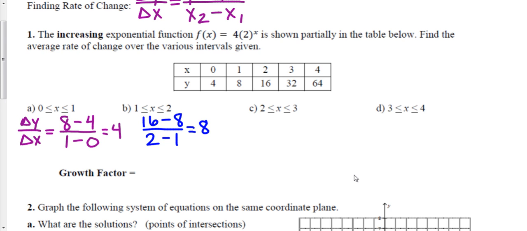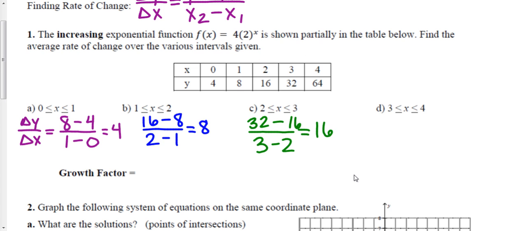So let's keep going for C. Again, they give me the range for my x. It's going to be 3 minus 2. Okay, so when 2 is less than or equal to x, which is less than or equal to 3, then we find the corresponding y value. When x is 3, the corresponding y is 32. When x is 2, the corresponding y is 16. And then again, we simplify. We end up with 16 over 1, and so we'll just write that as 16.